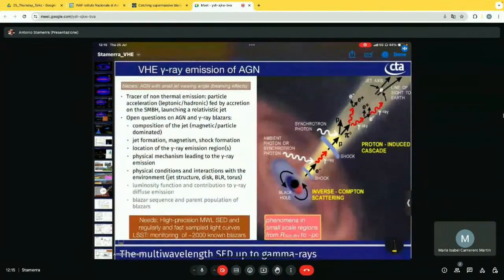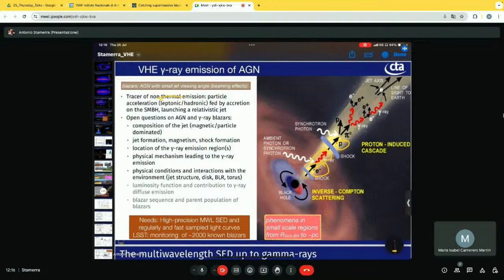And to have an idea of what the emission of AGN in gamma rays is, I use this sketch, which is often used to make people understand where the gamma rays are produced and which processes usually produce gamma rays. Of course, gamma rays are the tracer of a non-thermal emission. Non-thermal emission means particle acceleration, which can be leptonic or can be hadronic. So electrons accelerated and protons accelerated in the shocks or in other different processes that interact with the medium and produce by cascade other particles and also gamma rays.